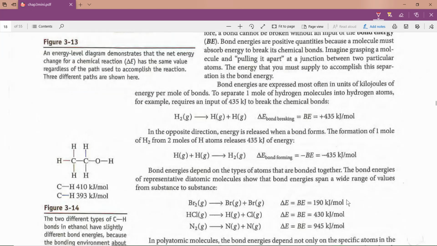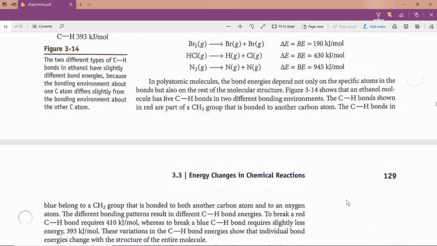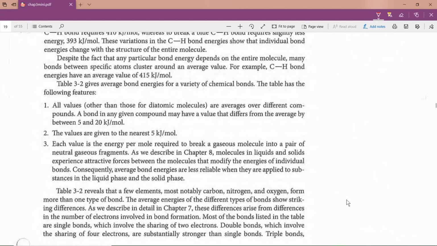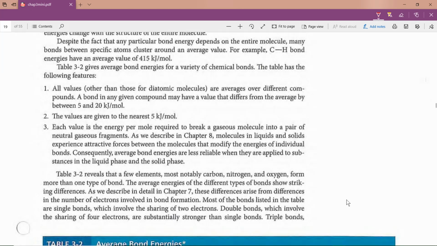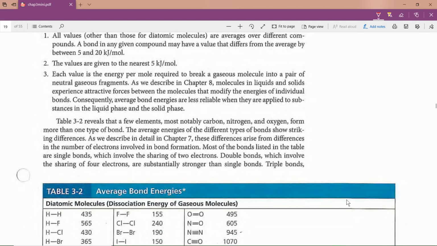Now, these numbers are rough and depend on the specific molecules, so they're really averages. And we see some examples tabulated in this table on page 129. All values are averages, right? The values are give or take 5 kilojoules per mole, and each value is the energy per mole required to break a gas molecule. If it's not gas, then you have to add more stuff to it. You have to talk more about other attractive forces.